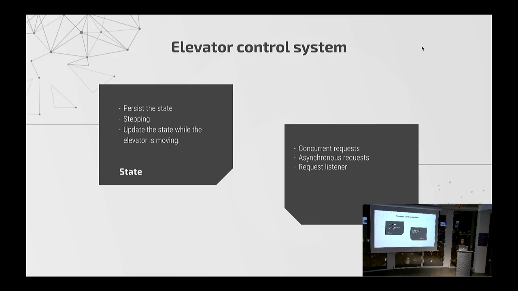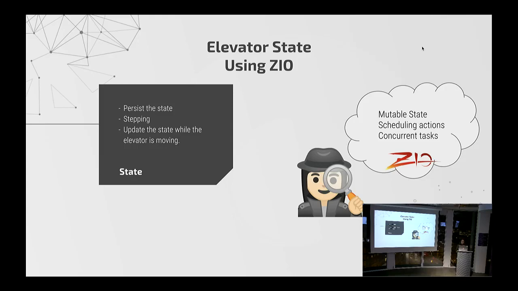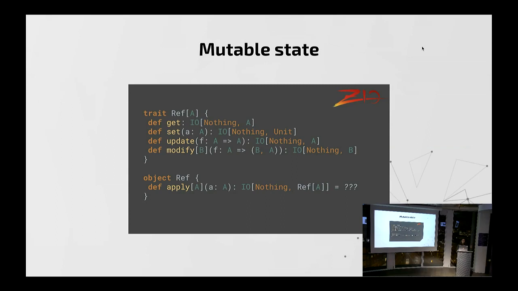Let's see which data type in ZIO will give us a mutable state, which data type helps us schedule actions, and how we could have concurrent tasks. First of all, for the mutable state, there is a data type called Ref. Ref is a description of a variable that you can update atomically, which means that in the same update operation, you can get your old state and update it at the same time. If you have a concurrent program, it is thread safe.